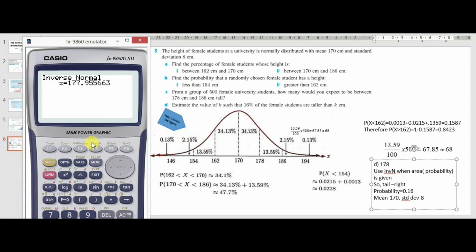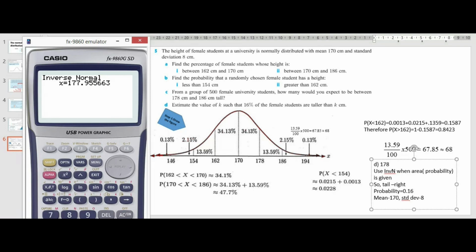approximately 178, 16% of the students would be taller than 178 centimeters. They asked us to find out what percentage of the students. The question was to find out the height where 16% of the students would qualify. So looking at the question, 16% of the female students will be taller than 178 centimeters. So that is the way you calculate it.